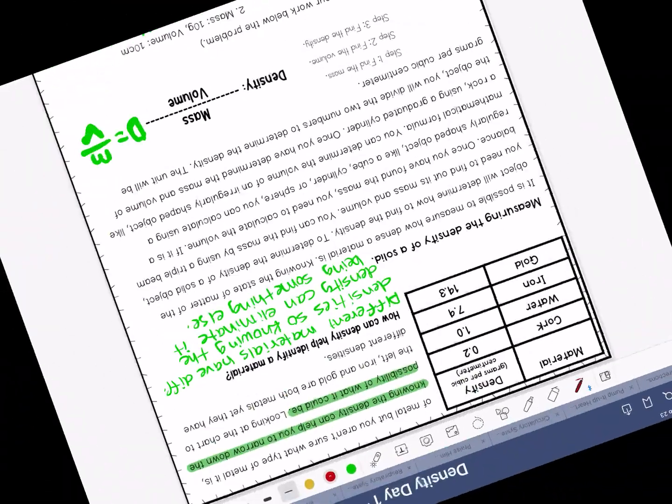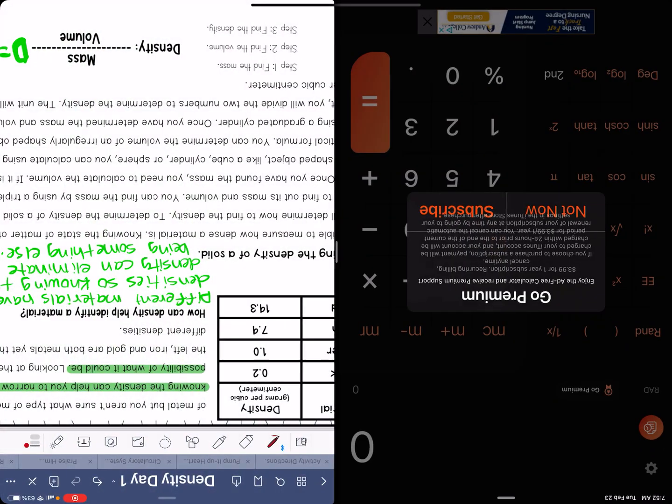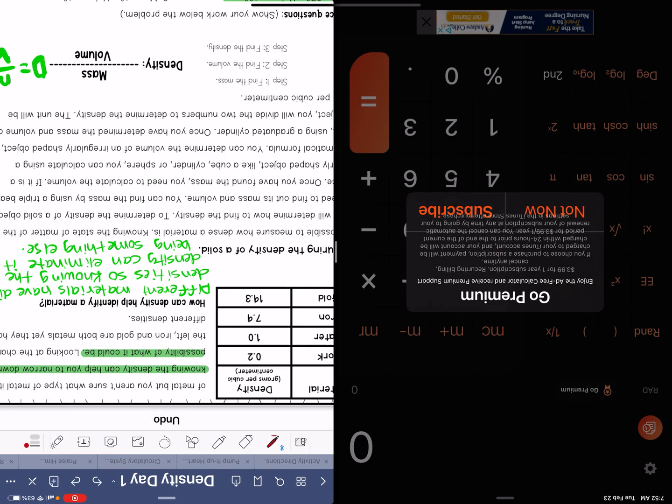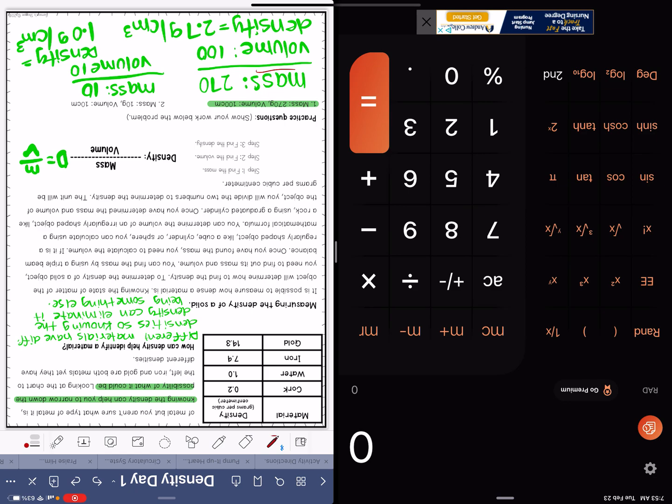So I'm going to turn this sideways, and then I'm going to open up my calculator. When I taught the younger grades, that's how they would say it. Do we get to use a calculator today? We don't get to use a calculator today, y'all.